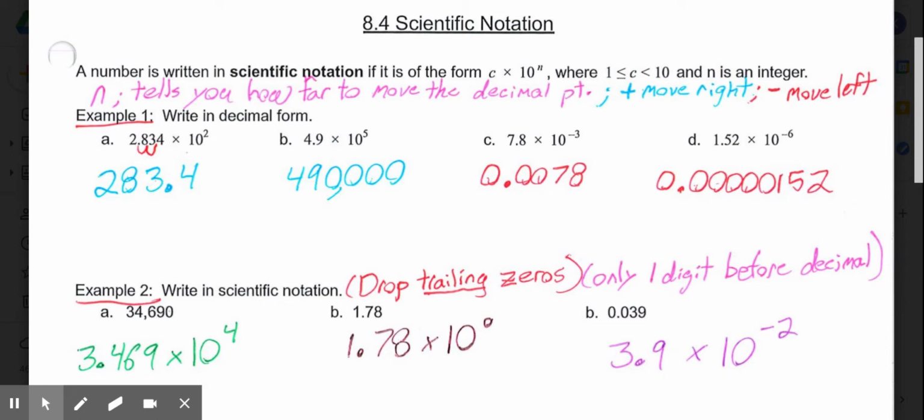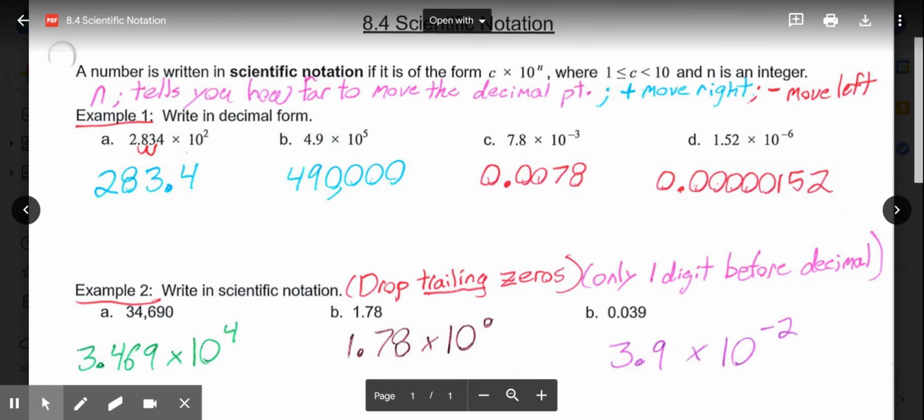So in this lesson, we're obviously going to be looking at the idea of scientific notation, and a number is written in scientific notation if it is in the form c times 10 to the nth power. And the rule is that c has to be less than 10 and greater than or equal to 1. And then n, the power up here by 10, has to be an integer, meaning a positive or negative whole number, not anything that simplifies to a decimal.